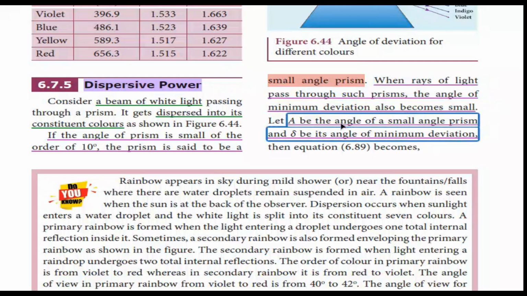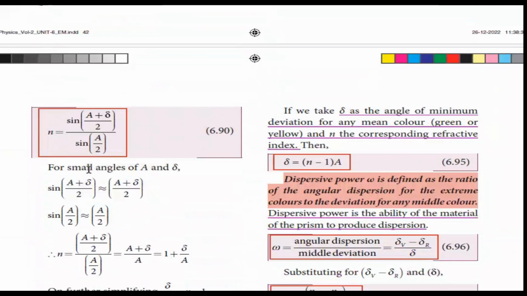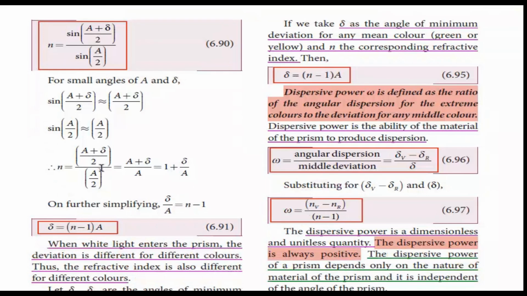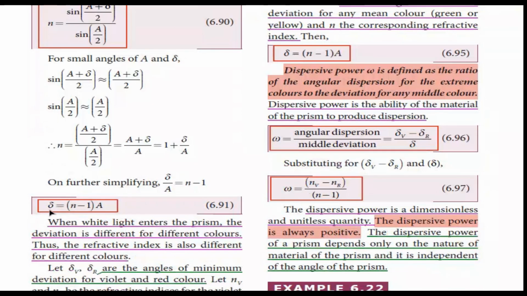Let A be the angle of the small angle prism and delta be its angle of minimum deviation. Then equation 6.89 can be written as n equals sin of (A plus delta) by 2 divided by sin of A by 2. And for small angles of A and delta, as this A will be only about 10 degrees, the angle of minimum deviation delta is given by (n minus 1) times A, where A is the angle of the prism.